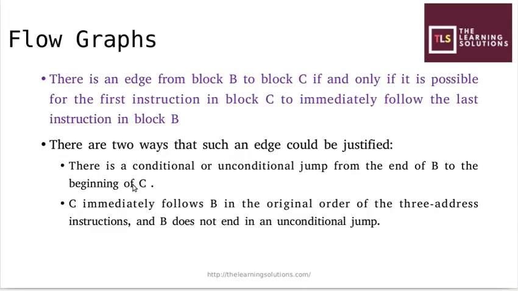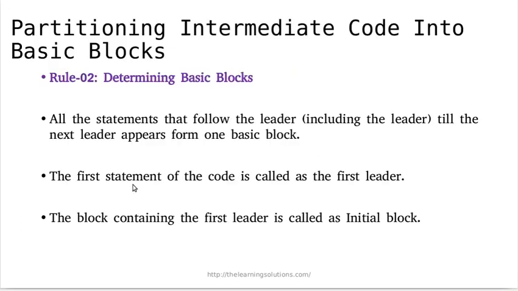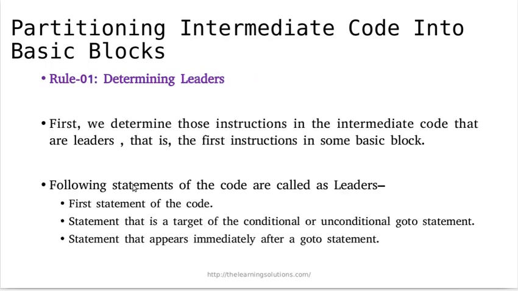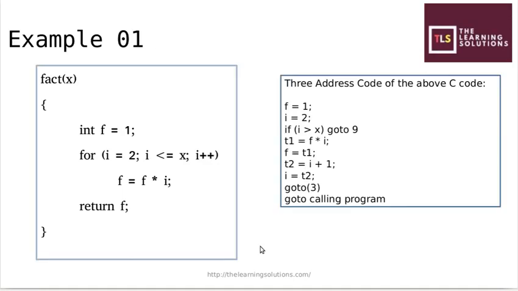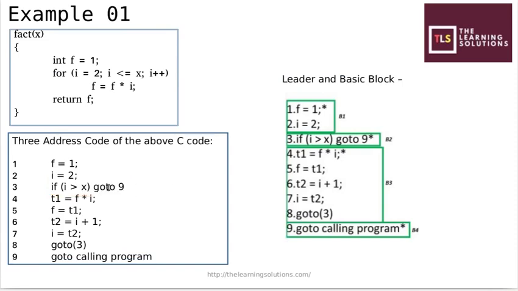If you see the rules here, determine the basic blocks who can become the leader. The statement that is a target of conditional or unconditional go to statement, or statement that appears immediately after go to statement. So the statement that is target of conditional or unconditional go to statement. So we will see in this example here the conditional statement is there, go to 9. So this 9 statement can become the new block, and this statement, since it has some condition, it forms a new block.